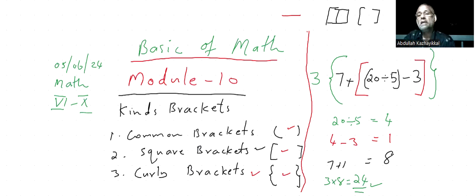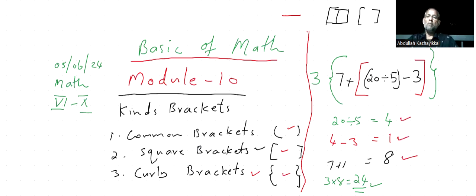Here, whenever there are many brackets, you have to start from the inside. You can see the common bracket. Open it: 20 divided by 5, you can see 4. Now 4 minus 3, inside the square bracket, 4 minus 3 is 1. Then outside that, what is there? 7. 7 plus 1 is 8. Then you can see 3 outside the flower bracket. 3 times 8 is 24. So we got the answer.